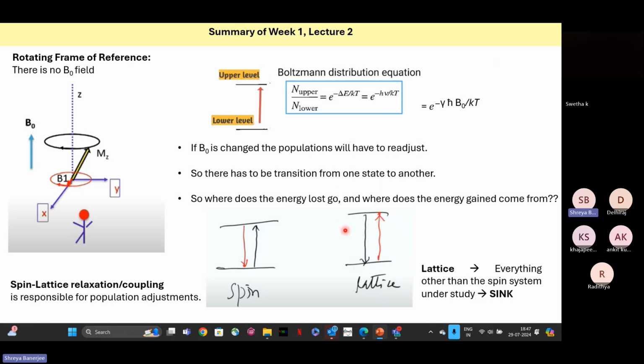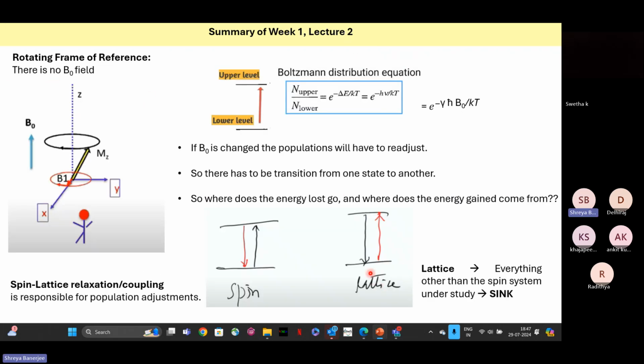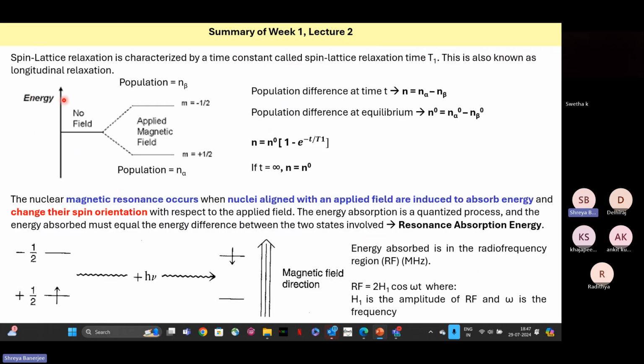So the spin lattice relaxation time T1 is also known as longitudinal relaxation because the absorption or dissipation of energy in the lattice is also happening along the z direction. That is why it is called the longitudinal relaxation.